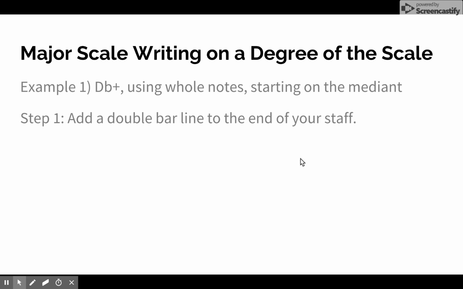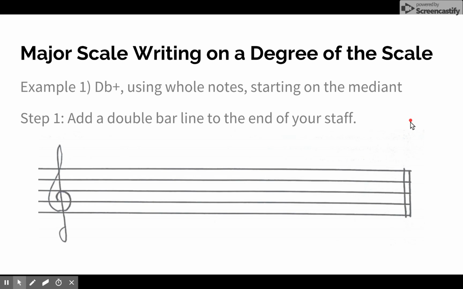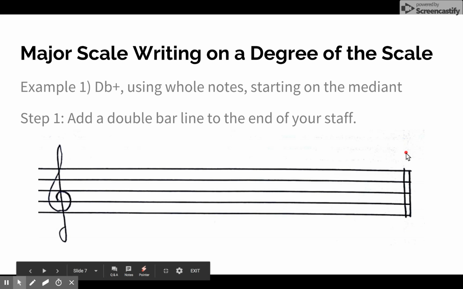So how do we do these questions when they're on your assignment, culminating, or the exam? So the first example is write the scale of D flat major using whole notes, but starting on the mediant instead of the tonic. So the first thing you're going to do is you're going to add a double bar line to your staff, and that'll give you your first mark right there.